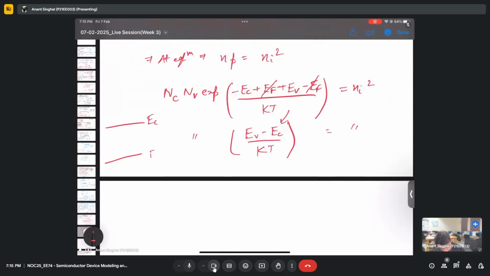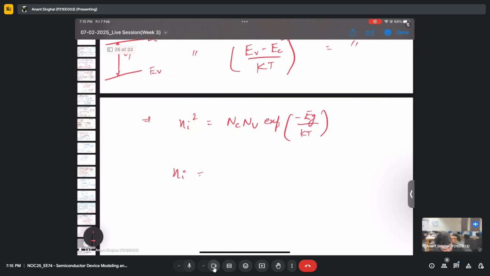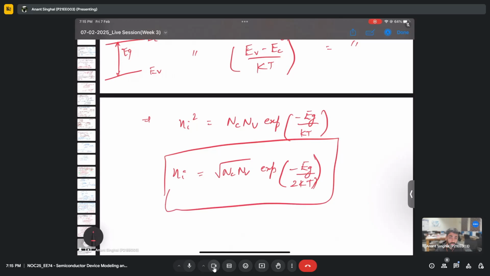So EC and EV, the difference between these is the band gap. So I can write ni square is nothing but NC NV exponential of minus EG over KT, right? Also I can write ni as under root NC NV exponential of minus EG over 2KT, since this is under root, so it will be one by two. Any doubt in this particular solution? Okay, that is great.